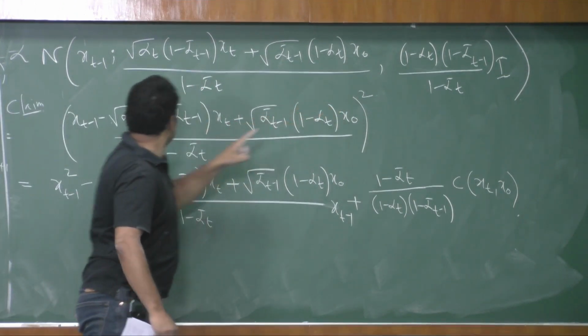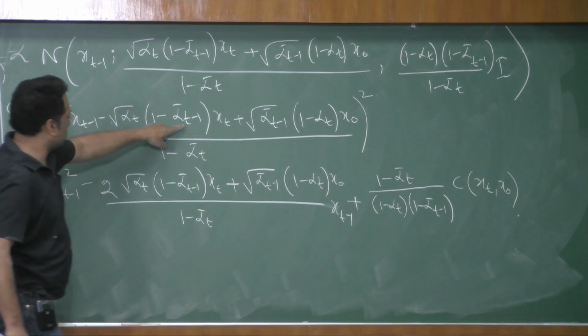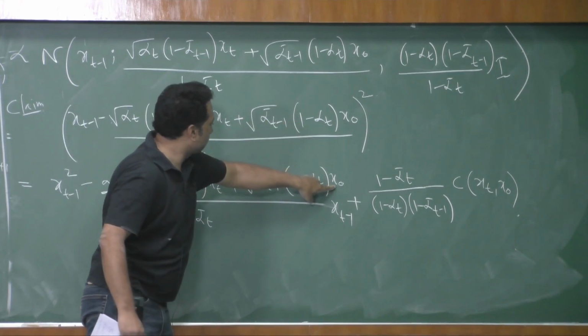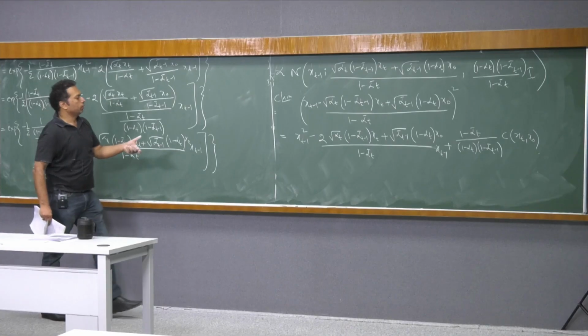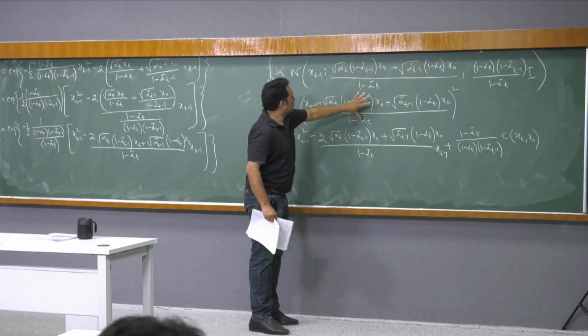So 2 times xt minus 1 square root alpha t, 1 minus alpha bar t minus 1 xt plus alpha bar t minus 1 minus alpha t x naught. So the second term you have already. So to do this check, the only thing you need now is the last term, right? So this term, right?